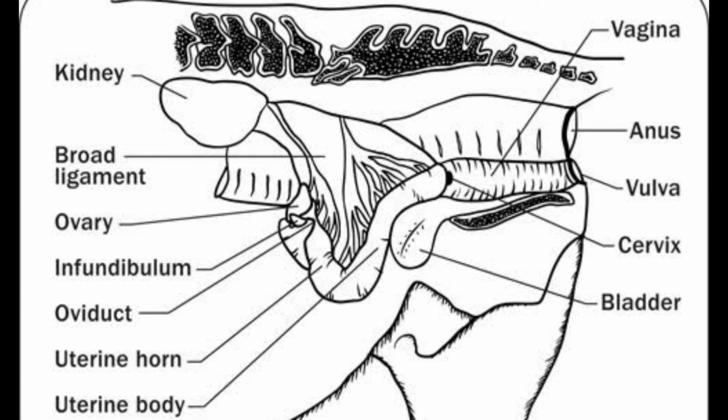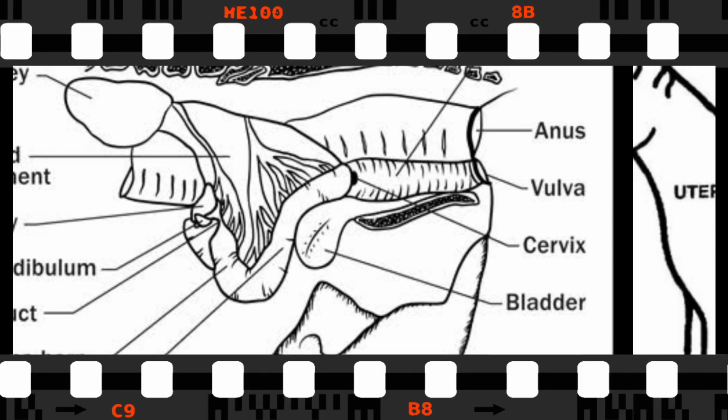Vagina. This is the exterior portion of the female reproductive tract and is the site of semen deposition during natural mating. Vulva. Barrier for preventing external contamination of the female reproductive tract.